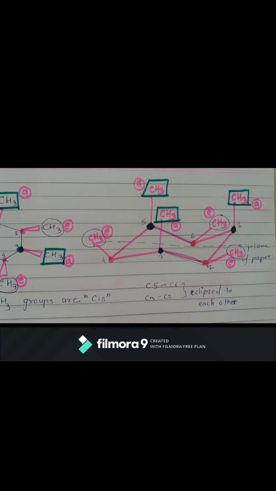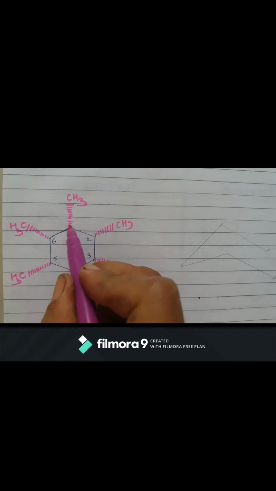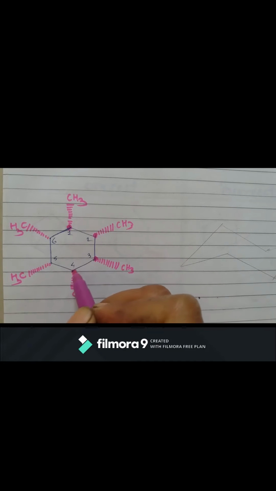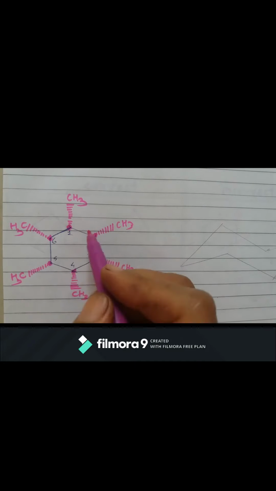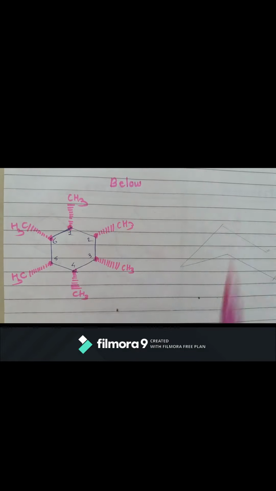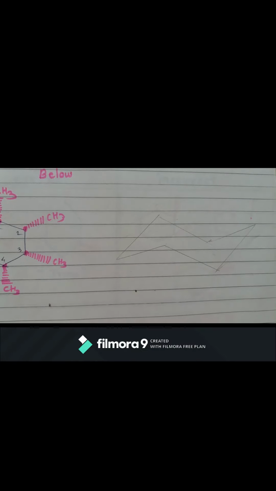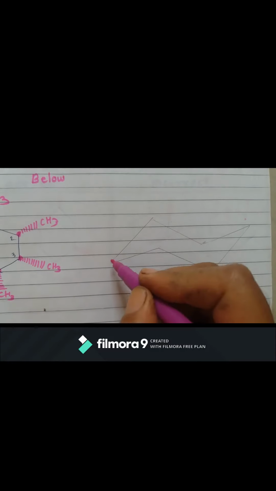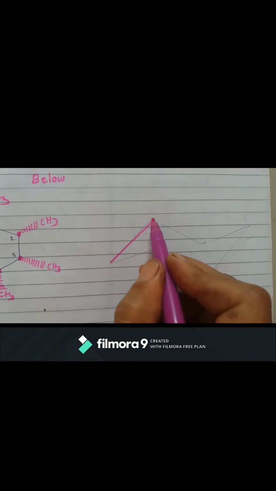Now we will see the next one, how to draw the different conformation of below the plane methyl groups. Okay, these are the below. So 1, 2, 3, 4, 5, 6. All these are below the plane. So we have to draw below the plane methyl groups. So we will draw very nicely first the cyclohexane system.